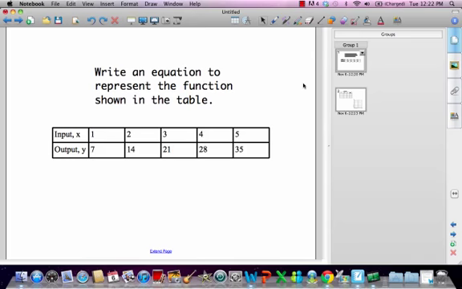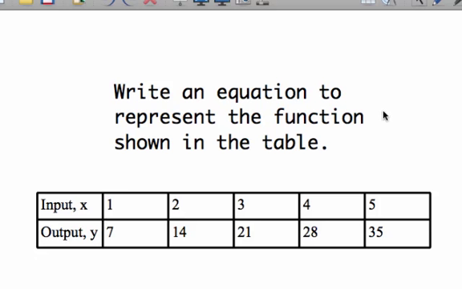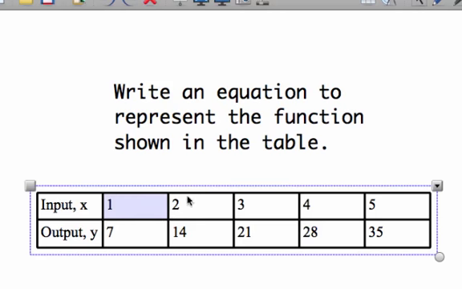Alrighty, welcome to the video on functions and equations. So we've got a problem here. It says, write an equation to represent the function shown in the table. And if you remember, we're not looking at the numbers that are going up across right here. We're not looking at the numbers going from 1 to 2 to 3 to 4 to 5. We're looking at the relationship between the input and the output.